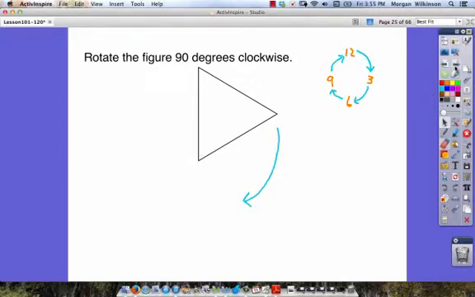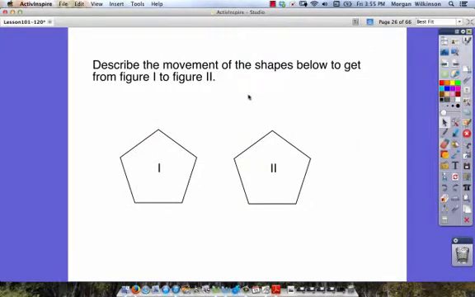Let's look at another problem. Describe the movement of the shapes below to get from figure 1 to figure 2. Now you can see we've got pentagons as both 1 and 2, and neither shape has been rotated at all, and neither shape has been flipped at all, but they have moved sideways. So shape 1, in order to get to shape 2, has just moved to the right. So to describe the movement of the shapes below, we've had a translation. And remember, the other thing we could say is we've had a slide.